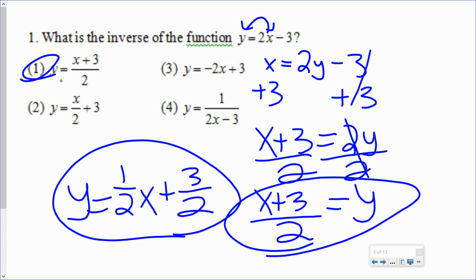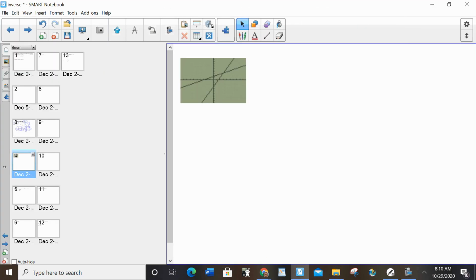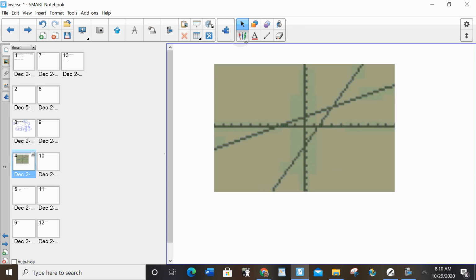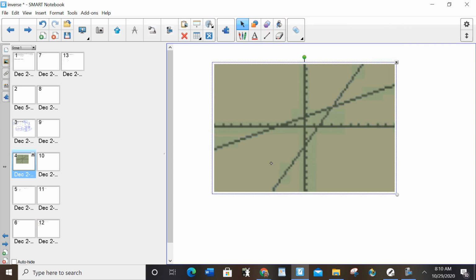Now, it is good to understand what inverse looks like graphically. So what I did is I graphed both the original, y equals 2x minus 3, and its inverse, y equals x plus 3 over 2. And you can see that on this next page here. This is a graph of the original function and its inverse. And basically what's important to understand about this is that they are reflections of each other over the line y equals x.